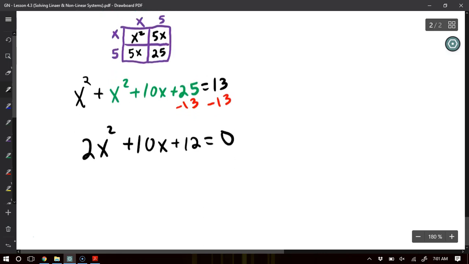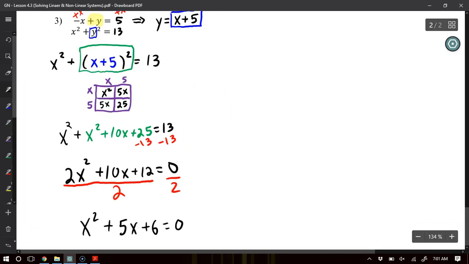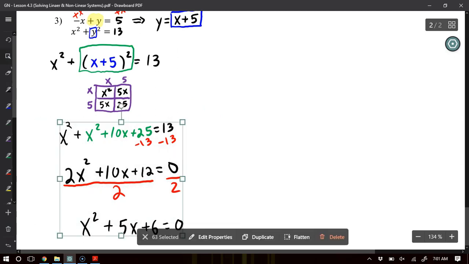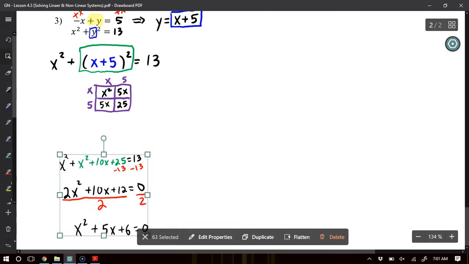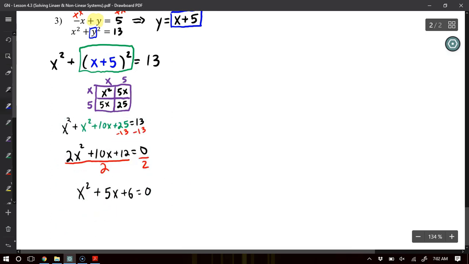Now I could do my factoring here, but I notice all my numbers, 2x squared, 10x, 12, are all divisible by 2. And we have x squared plus 5x plus 6 equals 0. And that's going to make it a lot easier for me to factor. I'm working hard to try and follow my normal organization technique, but I believe I'm running out of room. So I'm going to set the factor box up right over here.